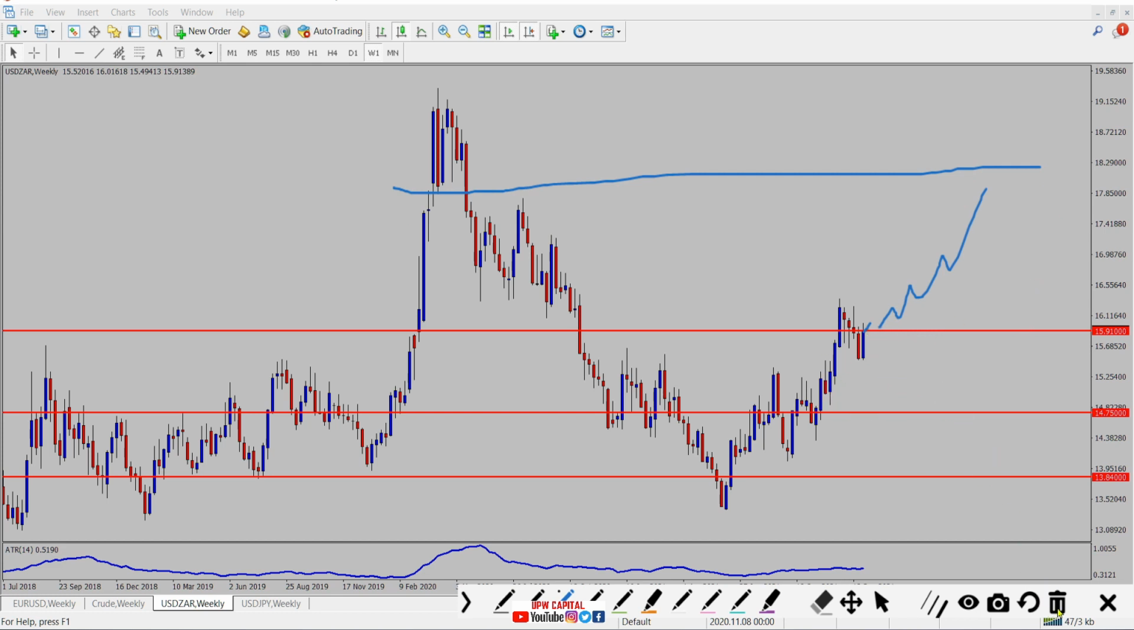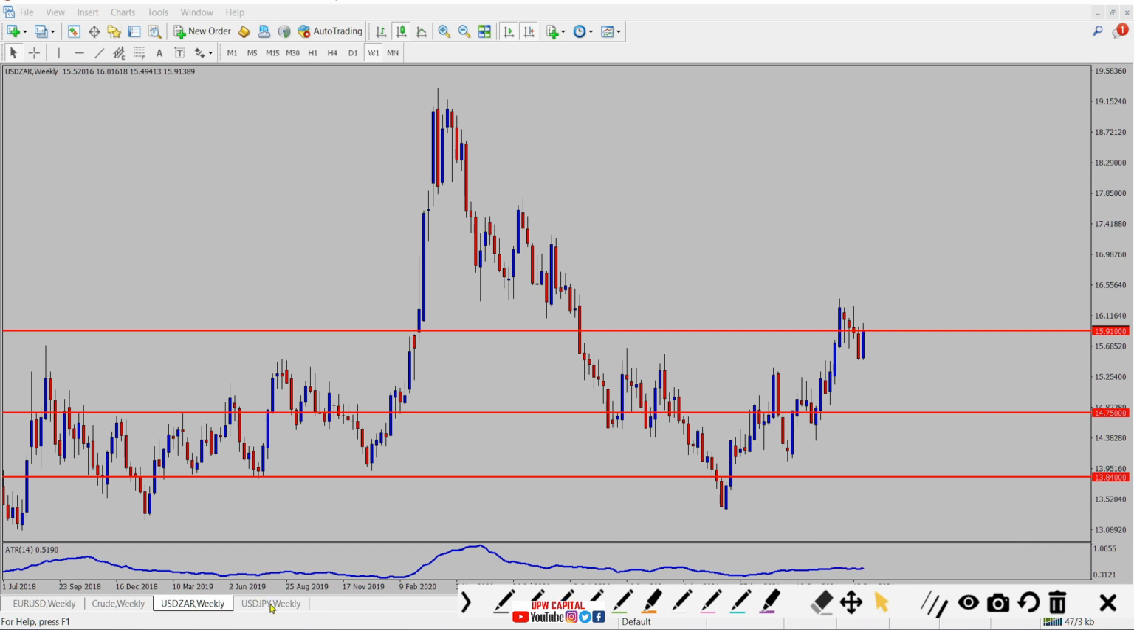I'll look for a type of pullback followed by a breakout. As soon as we have a breakout, I'll be looking at this trade. Now as for sells, if we close below this level, price could actually be attracted to the 14.75 level. That's my USDZAR plan, if you can call it that.